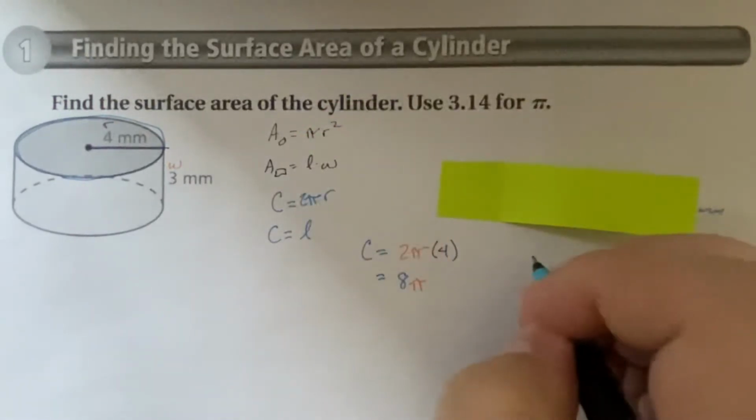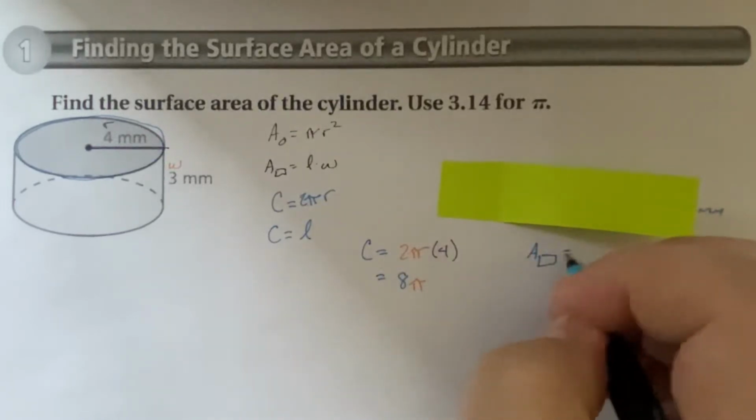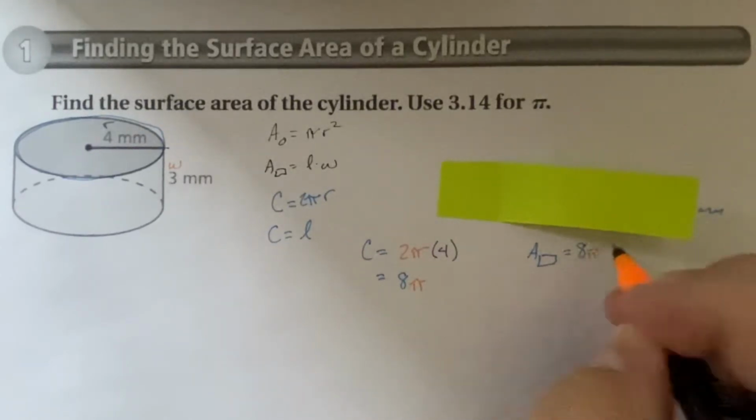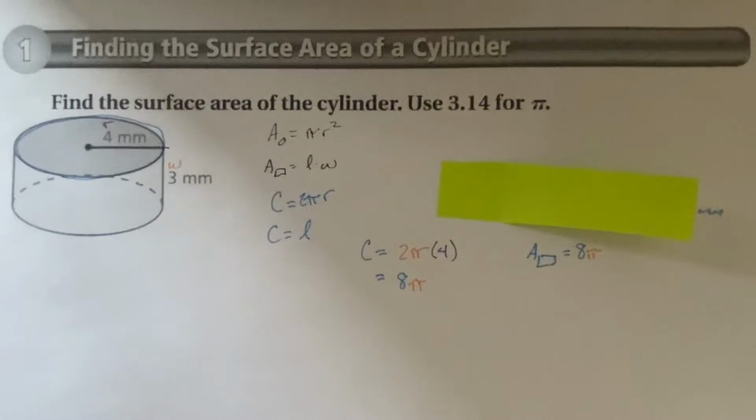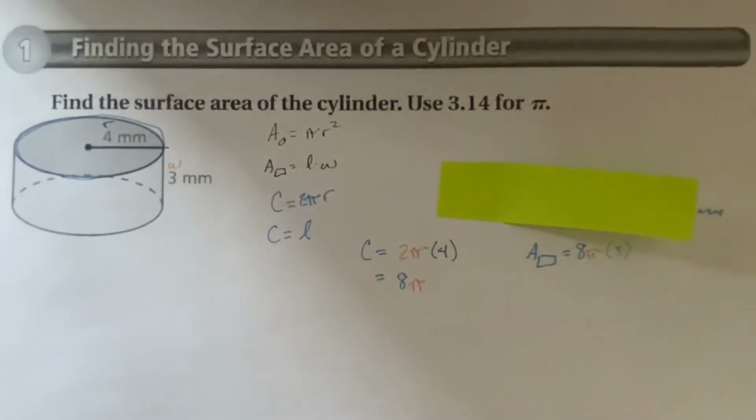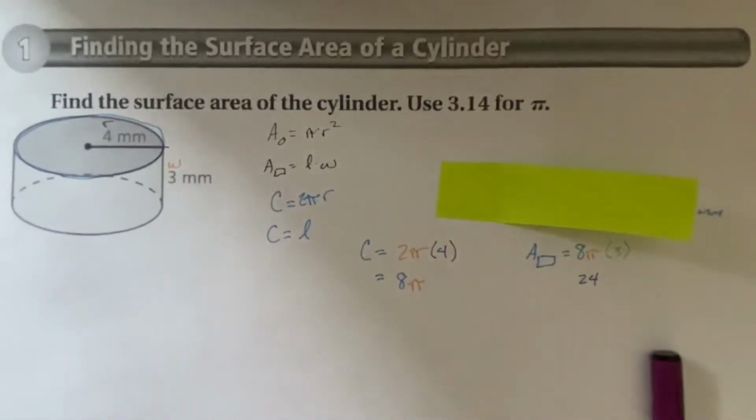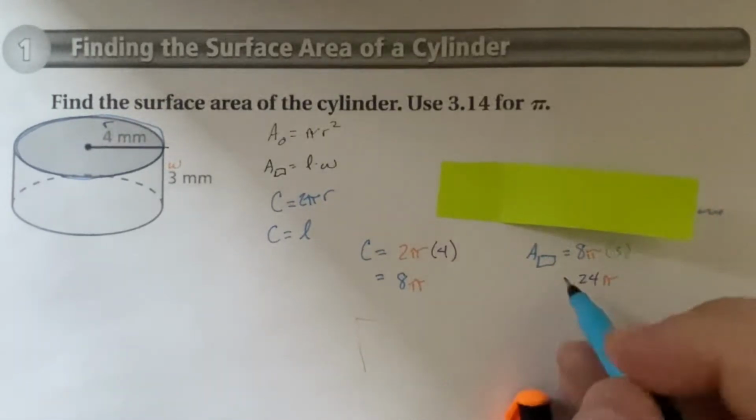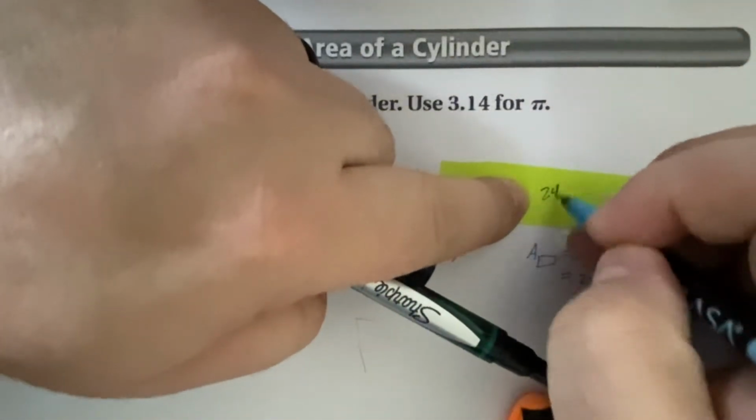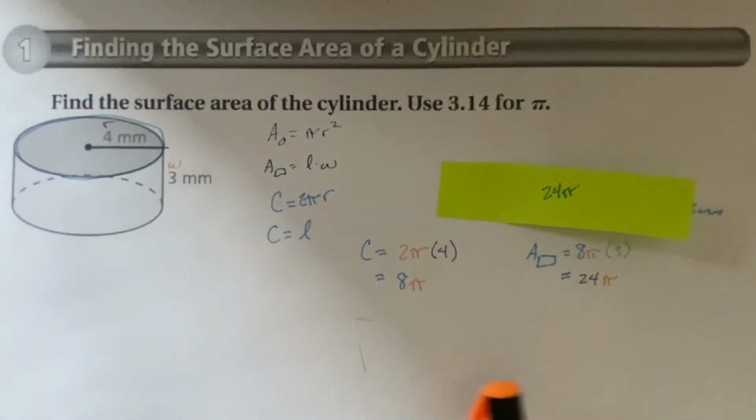So now I can solve the area of my rectangle as 8 pi times my width, which was 3. Okay, so that's going to give me 8 times 3, because again, order doesn't matter. 8 times 3 is 24. I'm still keeping the pi. So the area of my rectangle is 24 times pi. And I'll figure out that full area in just a minute.